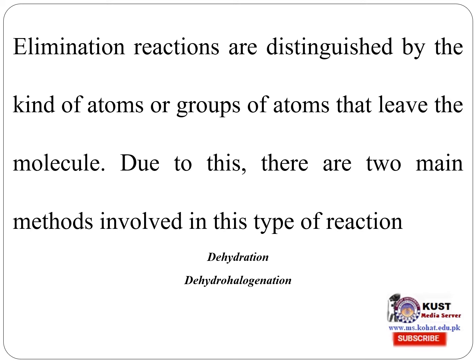The elimination reactions are distinguished by the kind of atoms or group of atoms that leave the molecule. It is the group of atoms or the type of atoms that give a distinguishing character to the type of elimination reaction. That may be dehydrogenation, that may be dehydration, that may be dehydrohalogenation, and so on. Due to this, there are two main methods involved in this type of reaction, that is dehydration and dehydrogenation.